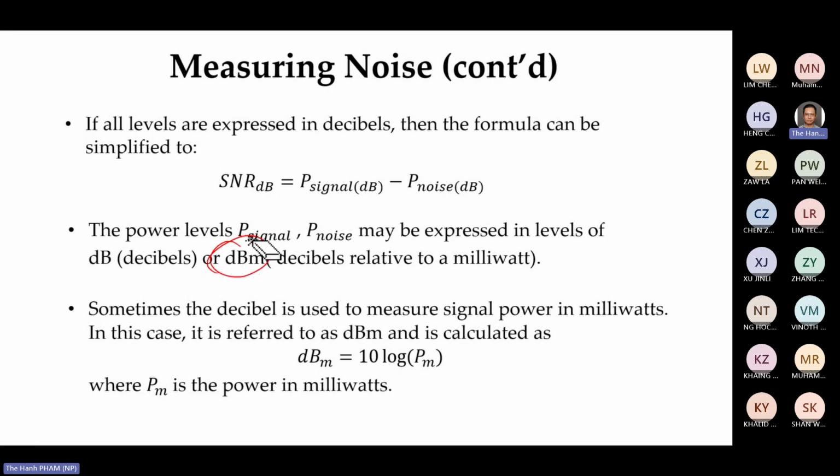So for dBm, this one is referred to power. This is a unit of power, right? It's a unit of power. So for example, if you have power, you convert this one to milliwatt, and then you plug in this formula, the result is dBm. Right, so dBm is a unit of power. Okay.